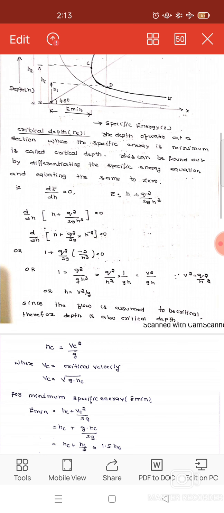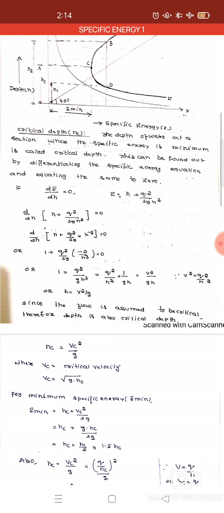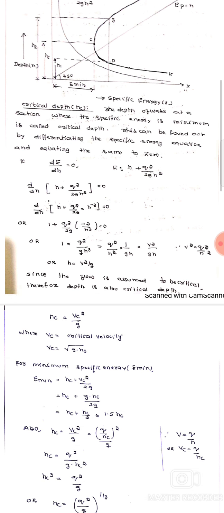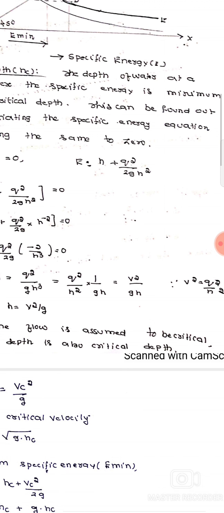So you should be very careful, and in the exam they may ask you to express the relationship between critical depth and critical velocity. Critical depth is nothing but the depth of water at which the specific energy is minimum. This can be found in terms of a mathematical equation. If you want to get the critical depth, differentiate the specific energy with respect to height, that is dE by dh is equal to 0. We know E is equal to h plus v square by 2g, or we can say E is equal to h plus q square by 2g h square.